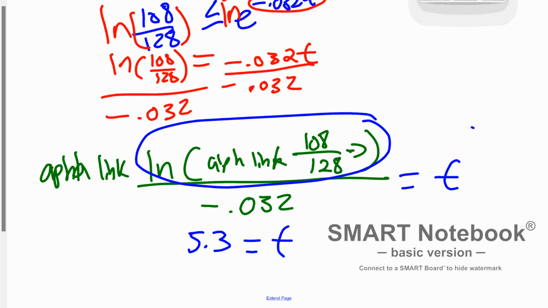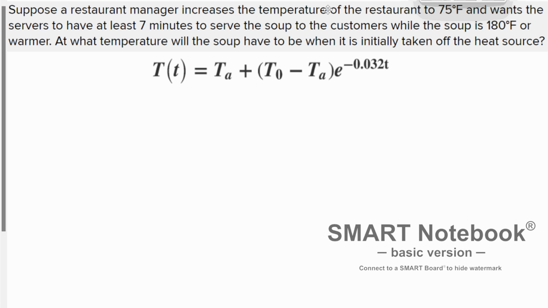Okay, and then what if you had a different question? Suppose the restaurant manager wants to increase the temperature of the restaurant. So it's cold outside, so he wants to put it at 75 degrees. So his T sub 0 would be 75. He still wants to serve the soup while it's hot, 180 degrees or warmer, right? And then what temperature will the soup have to be initially when taken off the heat source?